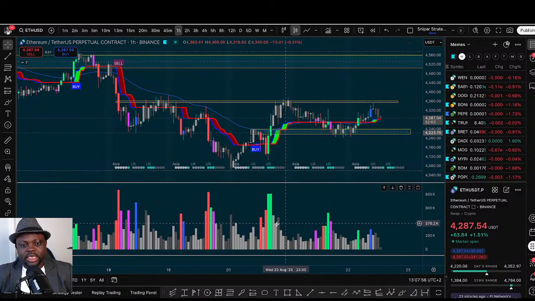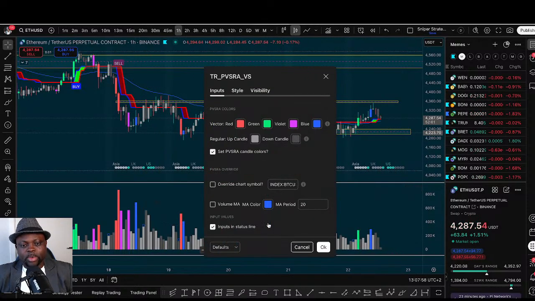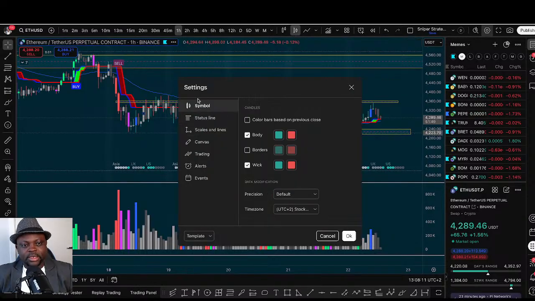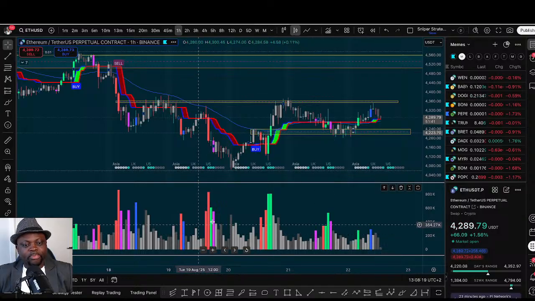After you click on it, then just double click on it, go to the settings section. See, I tick this, set PVSRA candle color. So you're gonna change these candle colors and go to your TradingView canvas to the symbol, tick this body, tick this wick, and untick these borders and colors. So that's the setup for PVSRA.